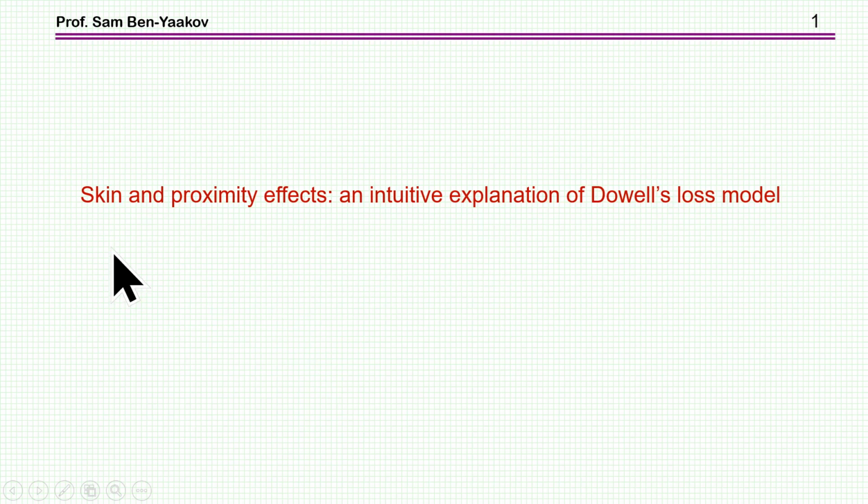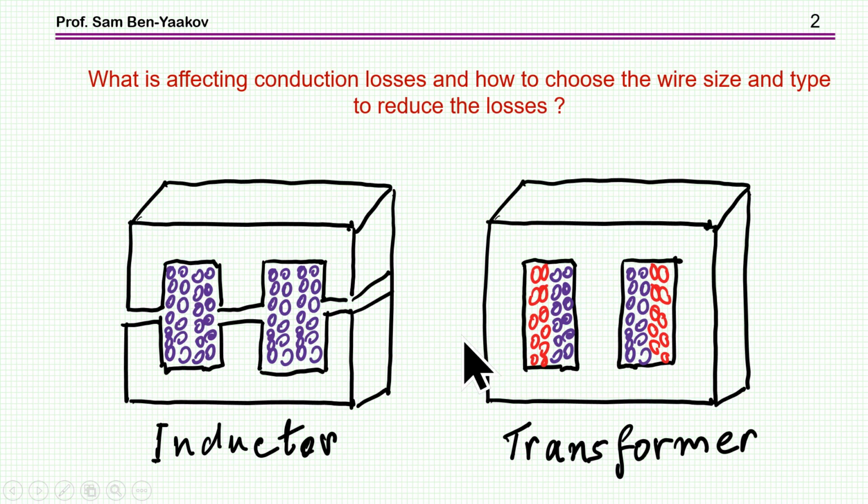Hi, I'm Ben-Yaakov. This presentation is entitled Skin and Proximity Effect, an Intuitive Explanation of Dowell's Loss Model. When it comes to the design of an inductor, here an inductor with an air gap, or a transformer, primary and secondary, there's always the question of how to minimize conduction losses.